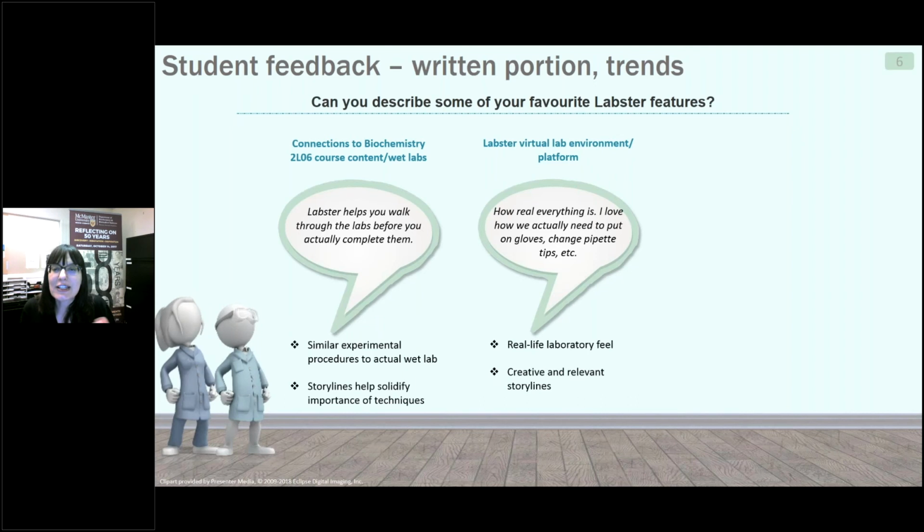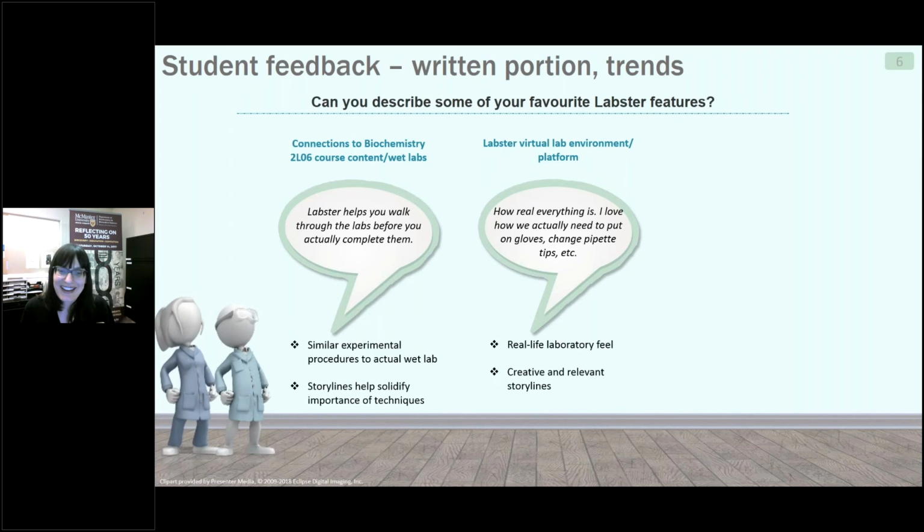Again, this is music to my ears, but just of note, I gave them this feedback after they completed most of the Labster simulations, because when we started doing the Labster simulations, they were grumbling about this. They didn't like to change their pipette tips all the time until they got into the actual lab environment, and they realized just how important that is. So I thought that was the bee's knees when I read this.